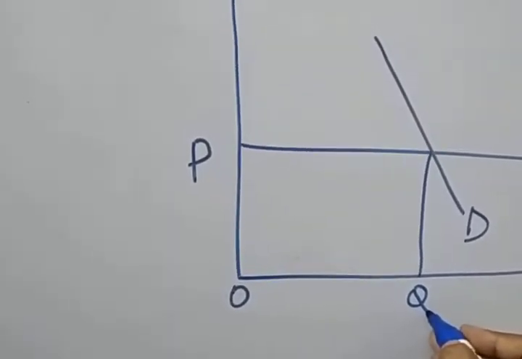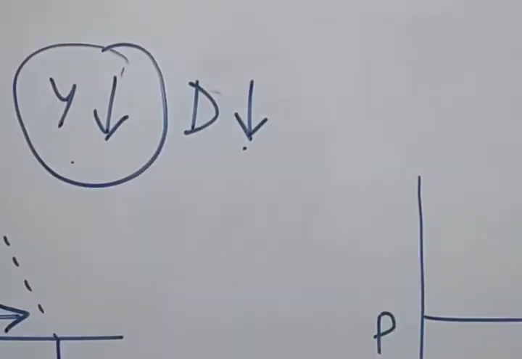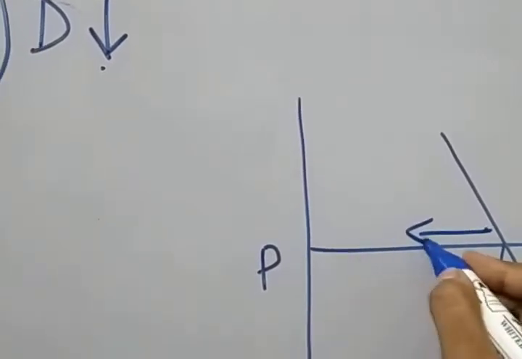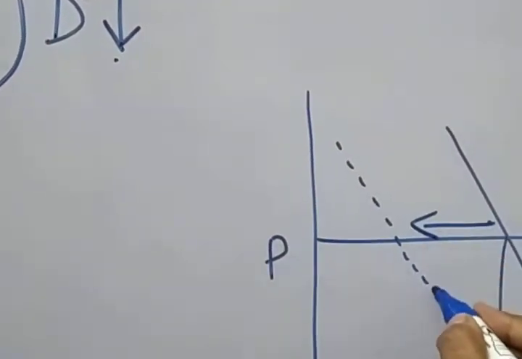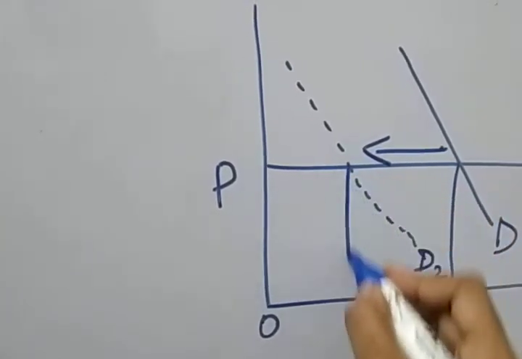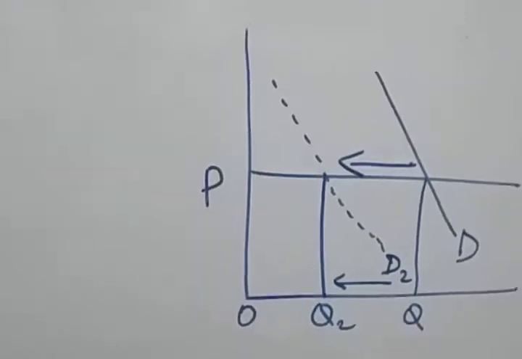Okay, now if your income decreases, demand automatically reduces, because with less income he can purchase fewer units of the commodity. So the demand curve will shift to the leftward, and now the new demand curve is D2 and the new quantity is OQ2. So that means quantity reduces.